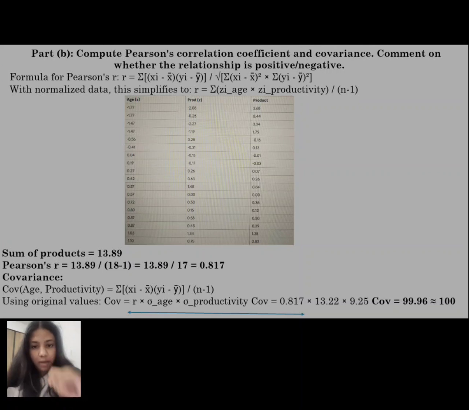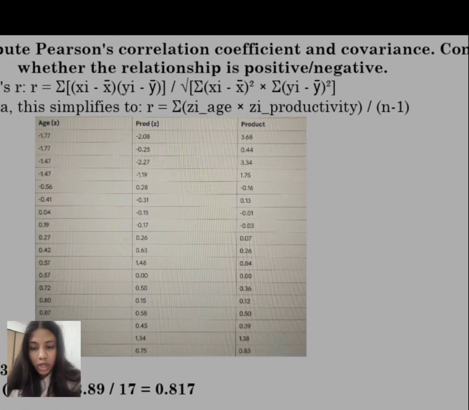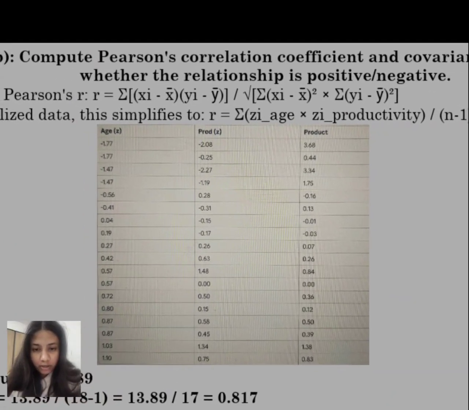Now part B: compute Pearson's correlation coefficient and covariance. Comment on whether the relationship is positive or negative. The formula for Pearson's r will be calculated with normalized data. This simplifies things, and the table is shown below.